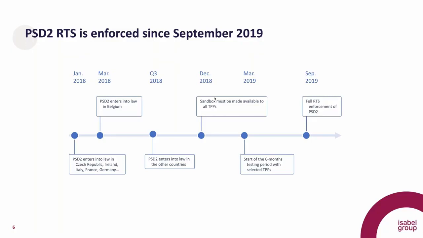And it's starting becoming a law in Czech Republic, Ireland, Italy, France, and other countries, starting from January 2018. Next to this law, the European Banking Authority also released what is called an RTS. It's a regulatory technical standard. It's kind of a high-level specification of what should happen. And between the enforcement of the actual law and the enforcement of the RTS, there was supposed to be a little bit more than a year. So if you look at the timeline, in Belgium, we actually got it as a law in March 2018. In Q3 2018, that's when it became a law in some other countries. I think for the Netherlands, it came either at that point or a bit later.